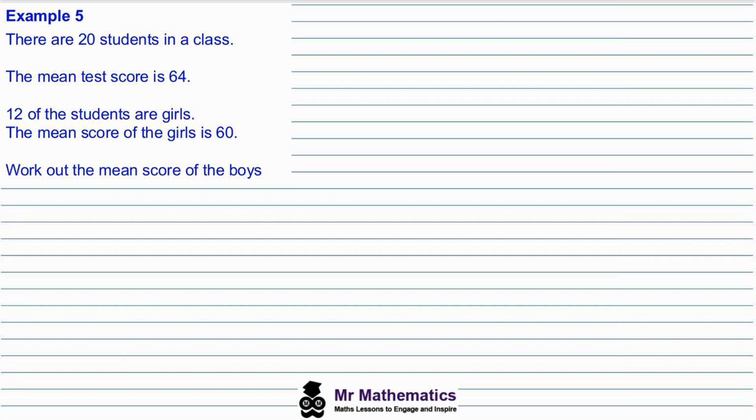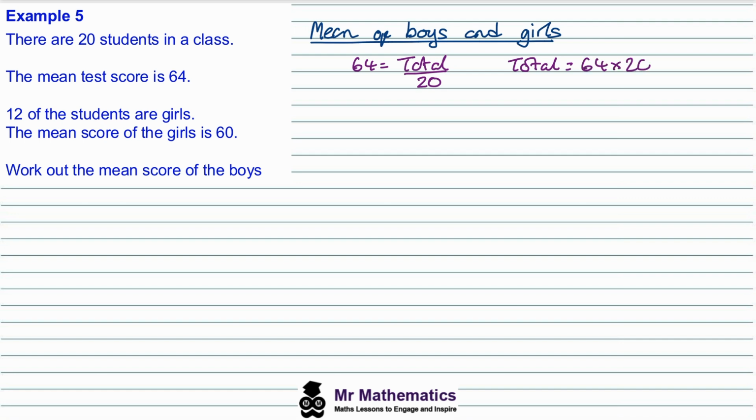Okay, so welcome back. So we're looking at 20 students in the class made up of boys and girls. 12 of the students are girls. So if we begin with the mean of everybody, this will be 64, will be the total of all the students divided by the sample size of 20. So the total will be the 64 multiplied by 20, which will give us 1,280.